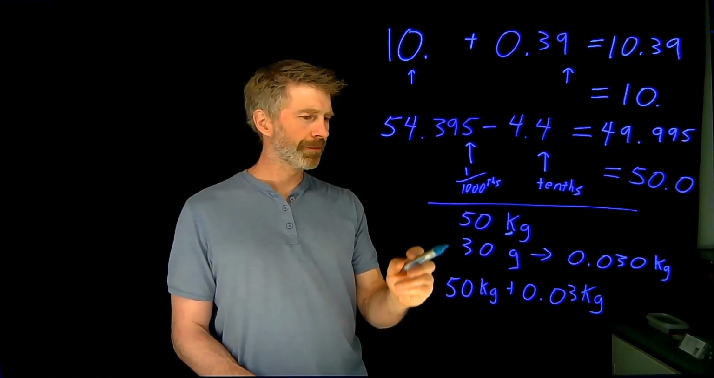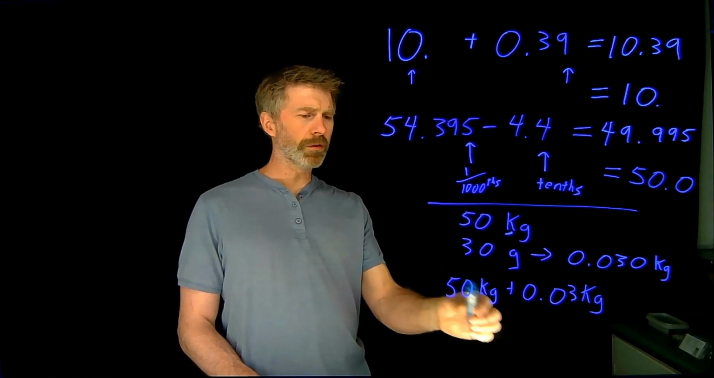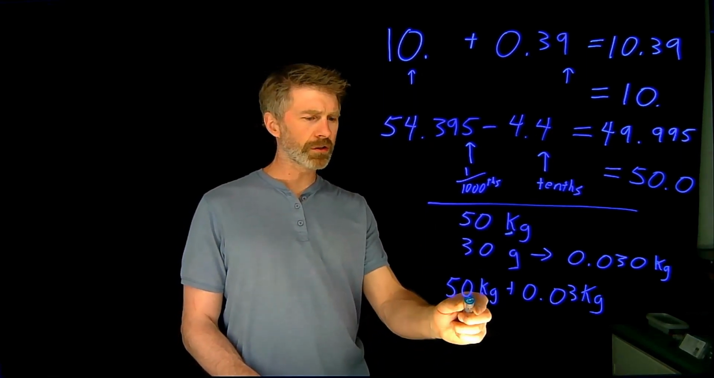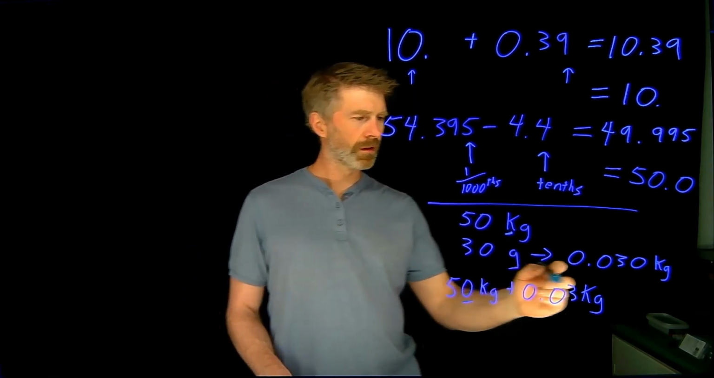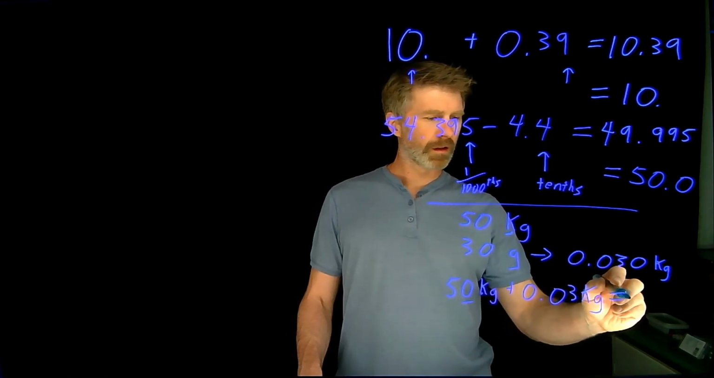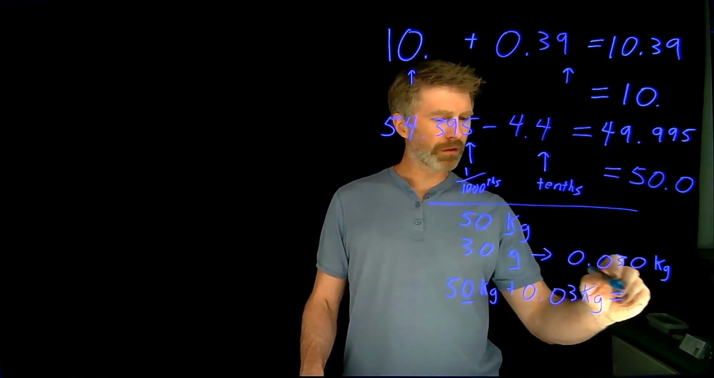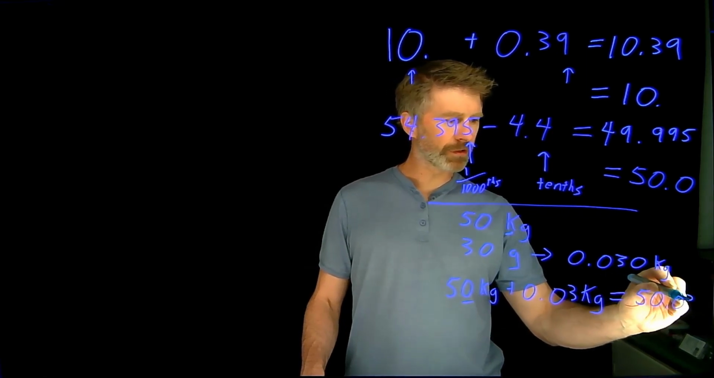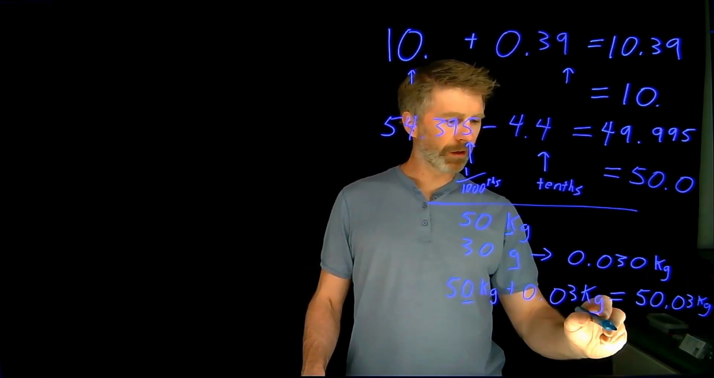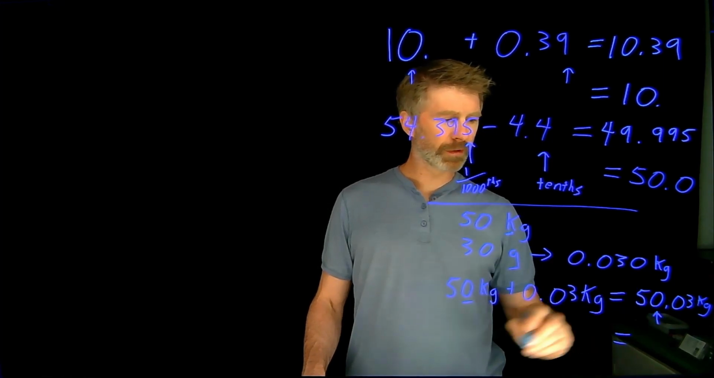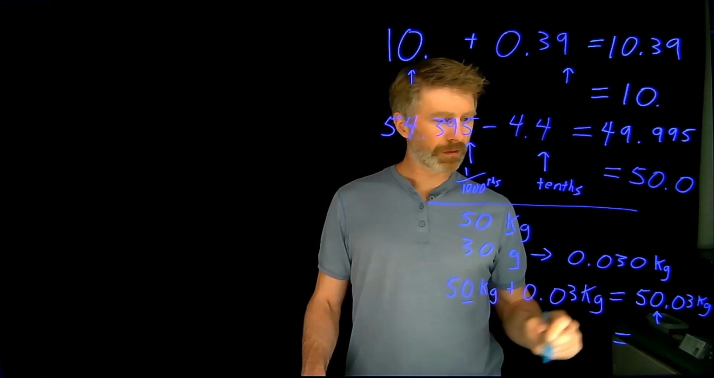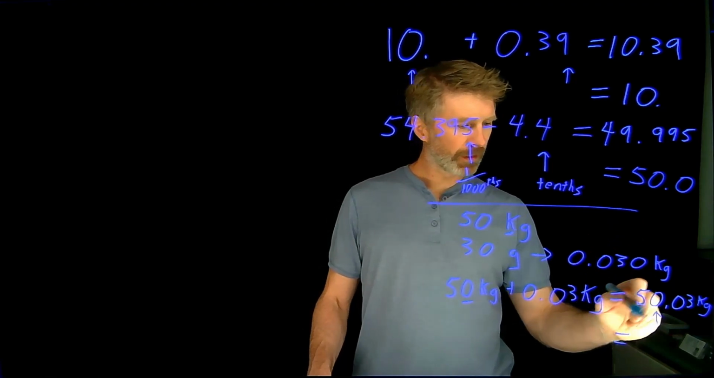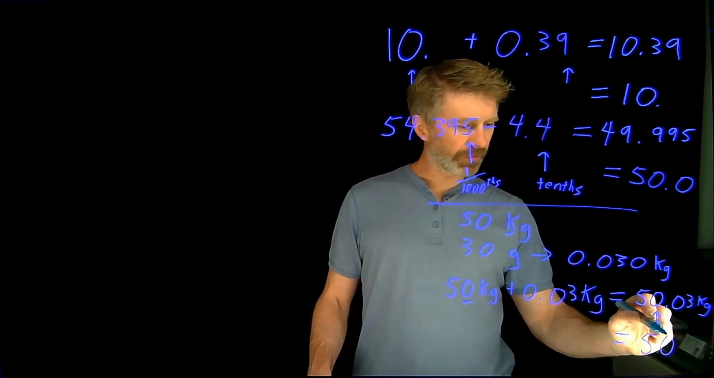But remember, we're looking at the input that has the coarsest resolution, so this is to the nearest ones. So the answer here, we can only go to the nearest ones. If we plug this into our calculator, we'd get 50.03 kilograms, but our resolution only allows us to go to the resolution of that digit, the ones column. So we have to round it to 50 kilograms.